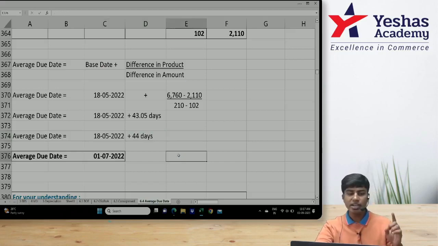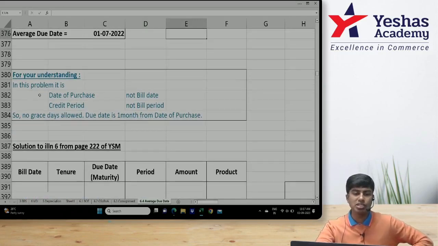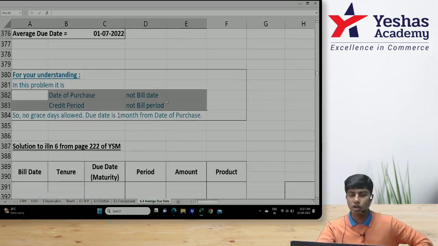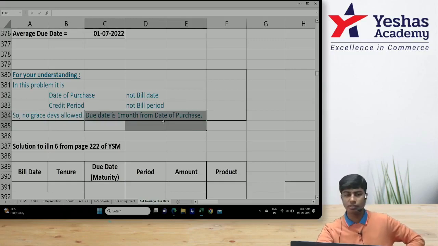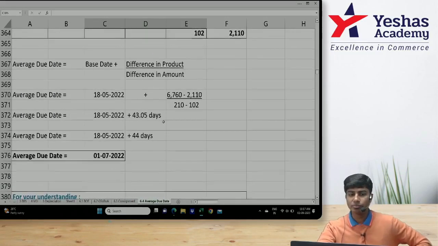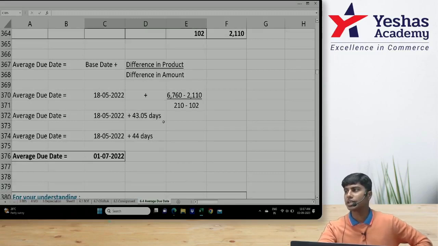Did you understand? Remember that what is given in the question is date of purchase, not bill date. And what is given in the question is credit period, not bill period. So no grace days allowed, and due date is 1 month from the date of purchase or sale. You get it? Any doubt? Did you understand 1st of July as answer?